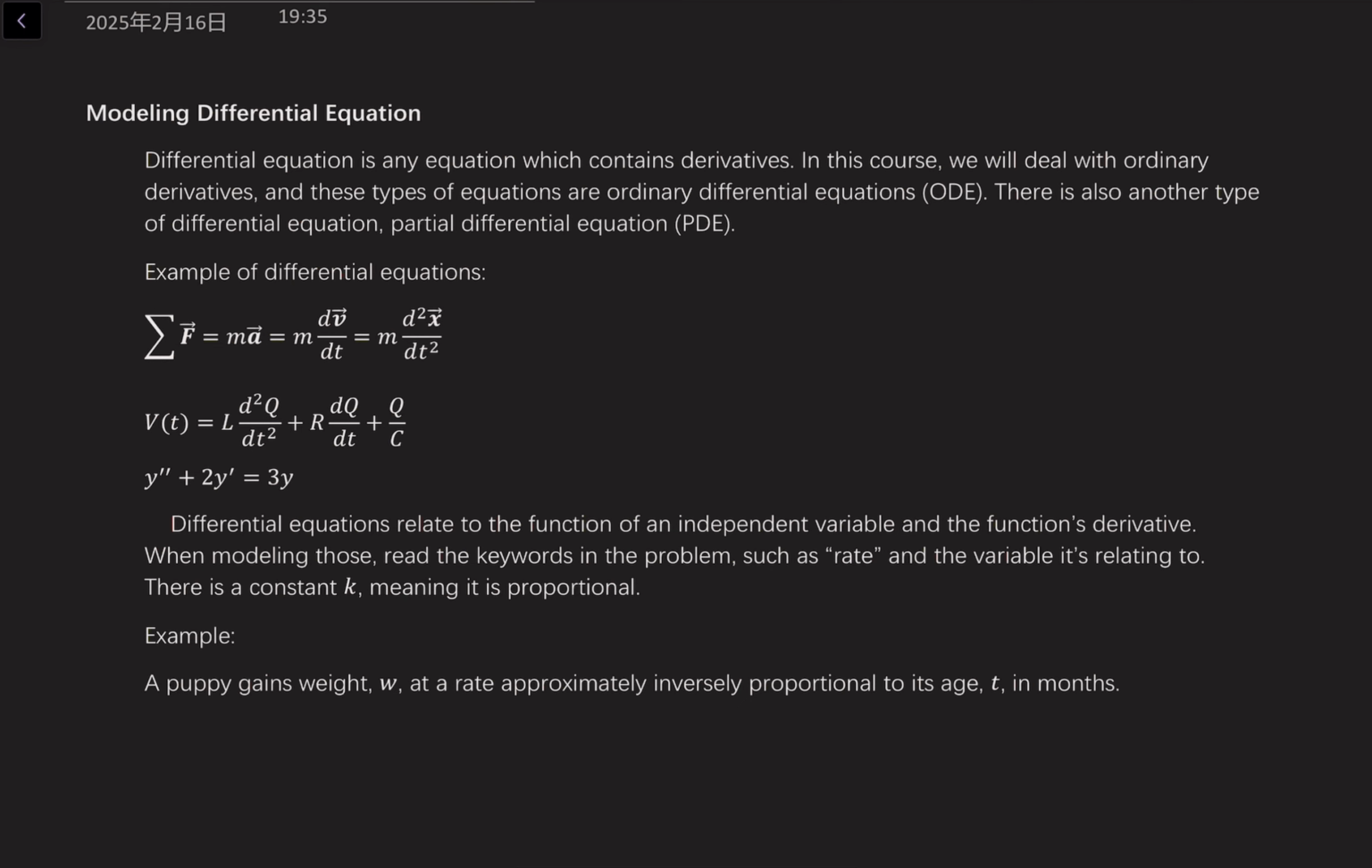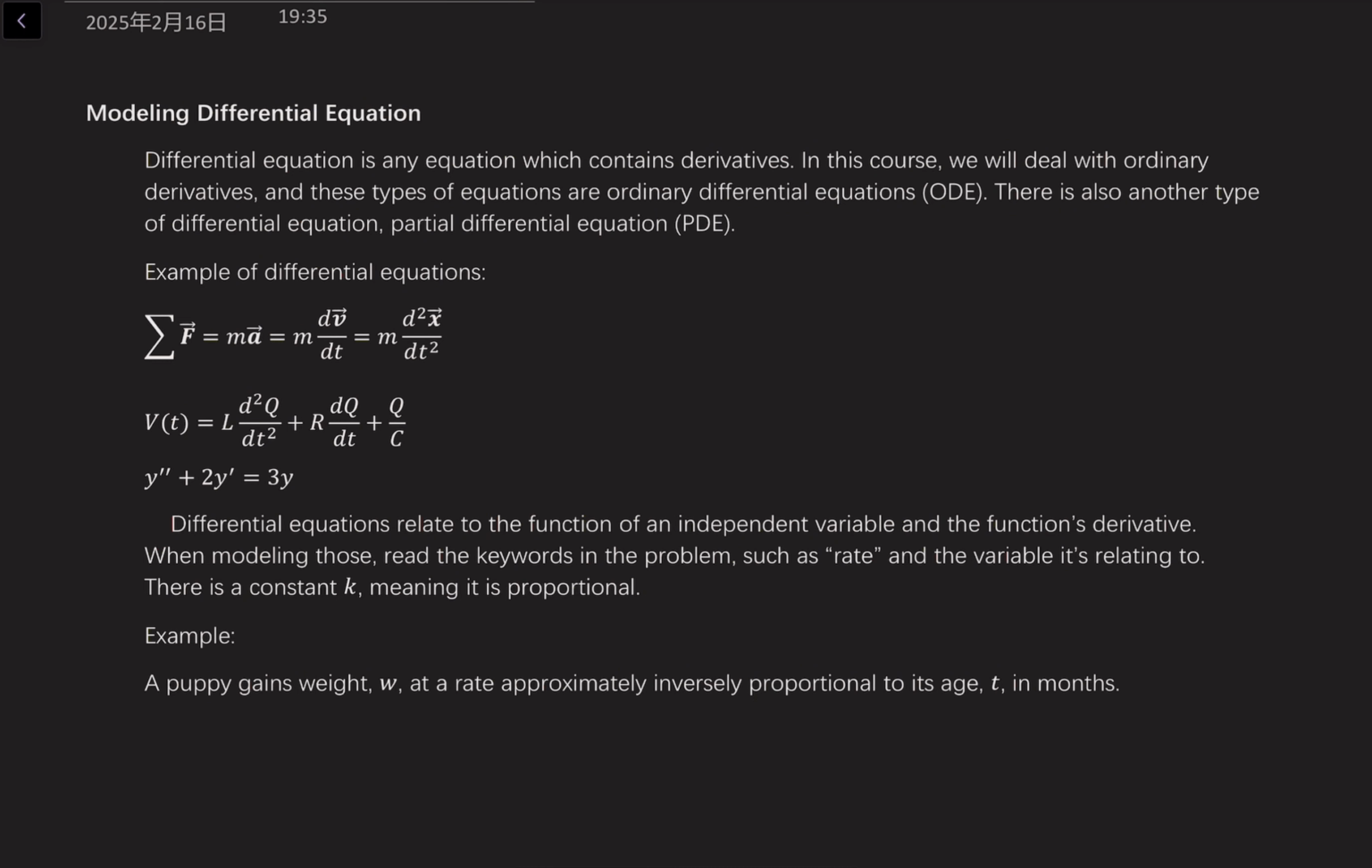So first thing, what is a differential equation? A differential equation is just any equation that has a derivative in it. For example, these three examples. First one, Newton's second law, F equals ma, where a is the second derivative of position with respect to time. Second one is the LRC circuit voltage, and the third one is just a random differential equation.